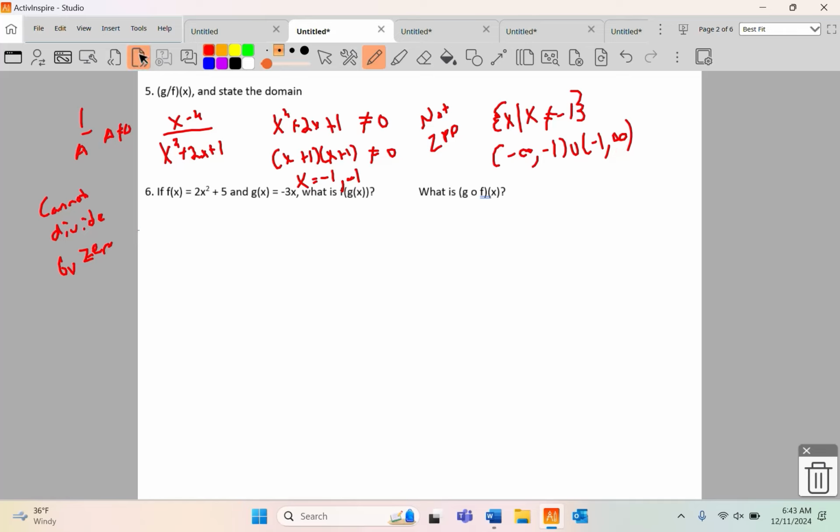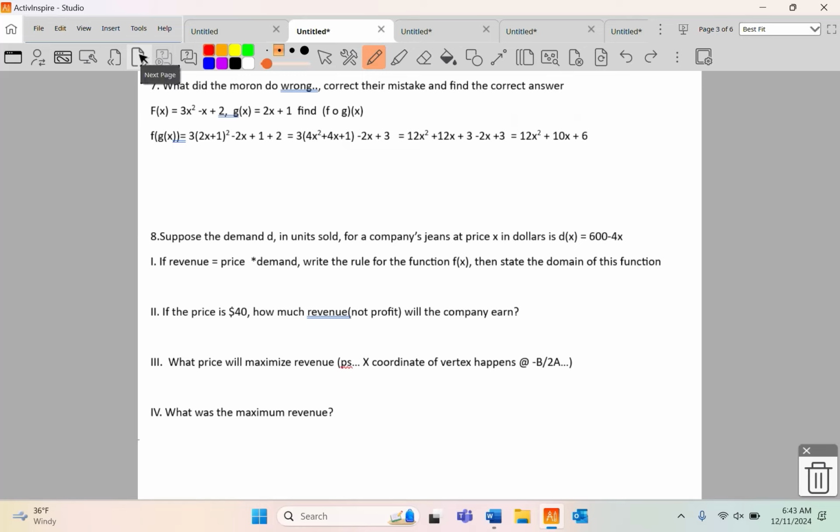6 I'm going to leave for y'all. 7 I'm going to leave for y'all. 8 has words, and I don't think you guys can read, so here we go.